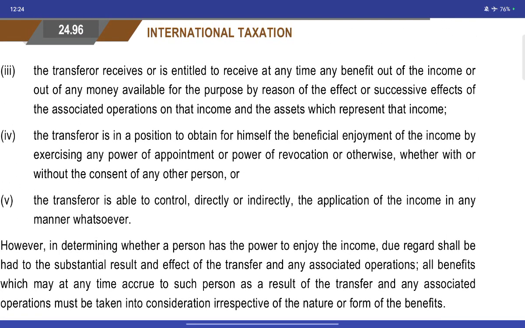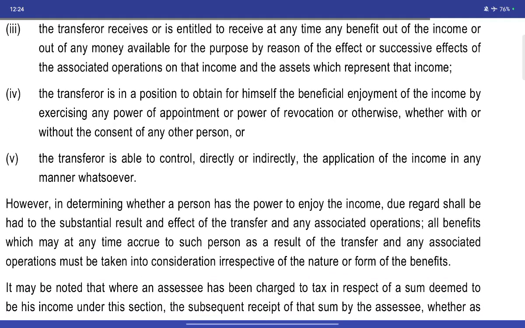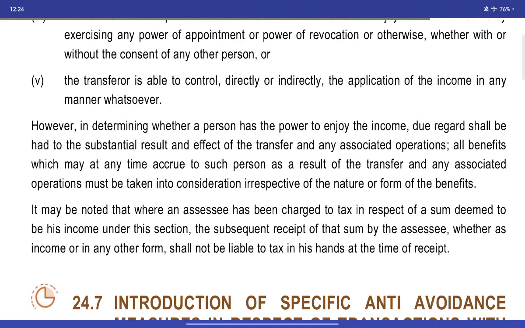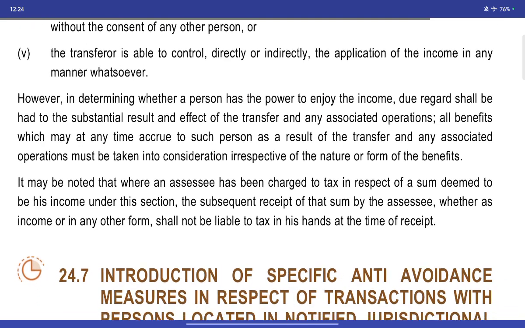Transferee receives, or is entitled to receive, any income or benefit out of the income, or out of the money available for the purpose, which affects the succession and the associated operations on the income and assets which represent the income. The transferor is able to control indirectly the application of the income in any other manner or other ways. However, to determine whether the person has the power to enjoy the income, due regard shall be had to the result of the transfer and associated operations, and all benefit which may at the time accrue to such person as a result of the transfer.